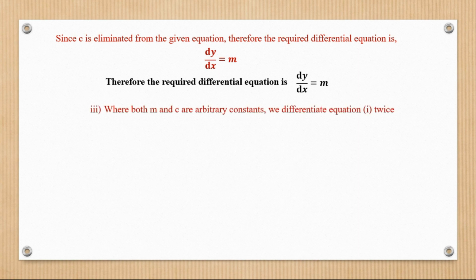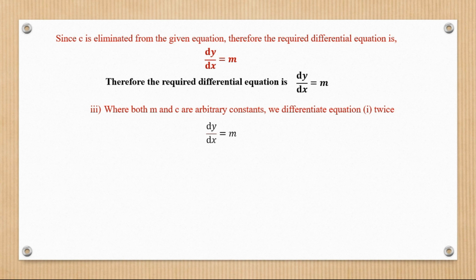Now in part 3, how about when both m and c are arbitrary constants? What happens? As we said before, when it comes to two arbitrary constants, we're going to be differentiating twice. Remember, the goal always is to eliminate all the arbitrary constants. So when you differentiate once, we'll have dy/dx is equal to m.